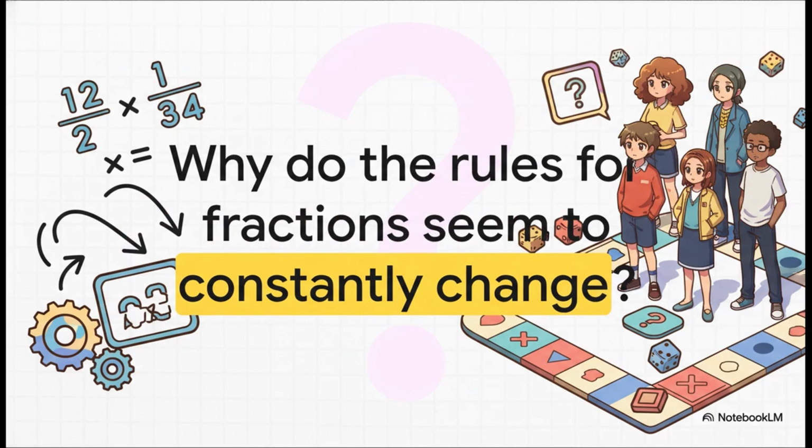So why is it so confusing? Why does it feel like one minute you're multiplying straight across, and the next you have to do this weird common denominator thing? It's like trying to play a game where the rulebook just keeps changing on you. Let's fix that, right now.